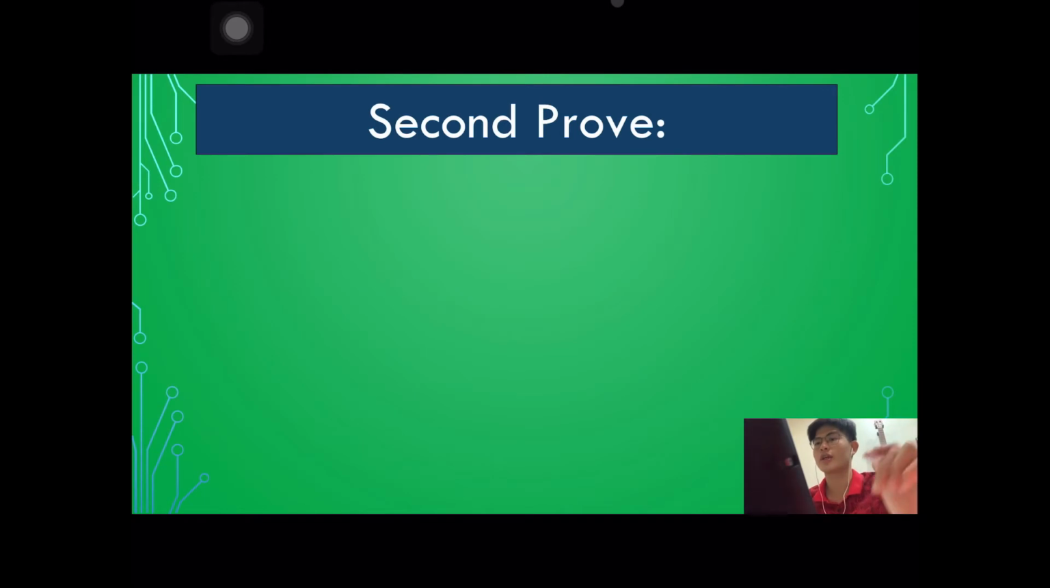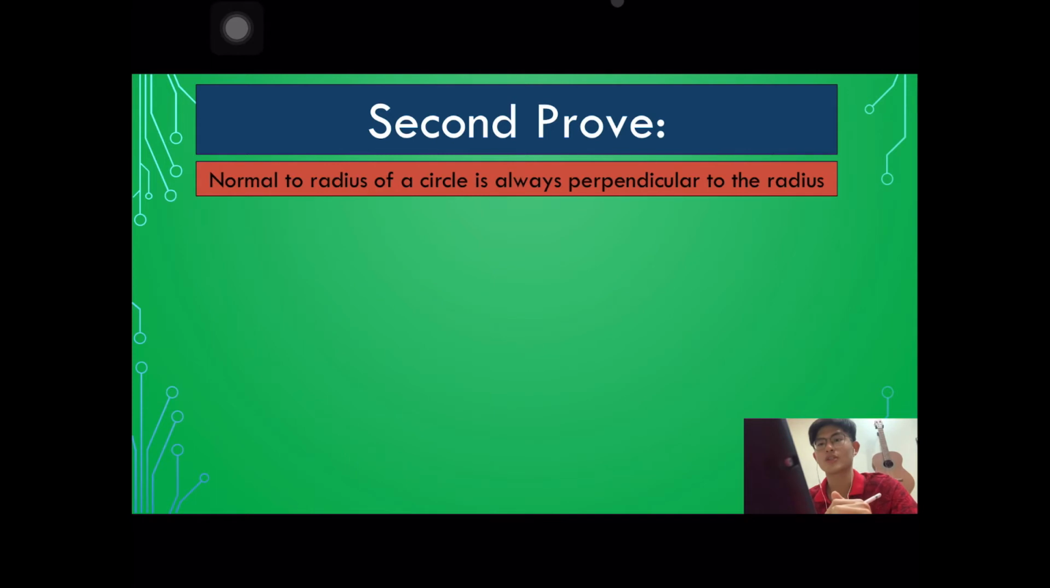Here comes the second way of proving our theorem. Please remember that the normal to the radius of a circle is always perpendicular to the radius.